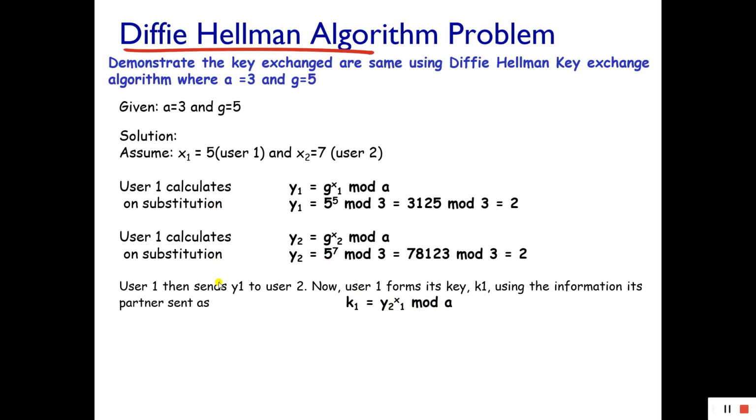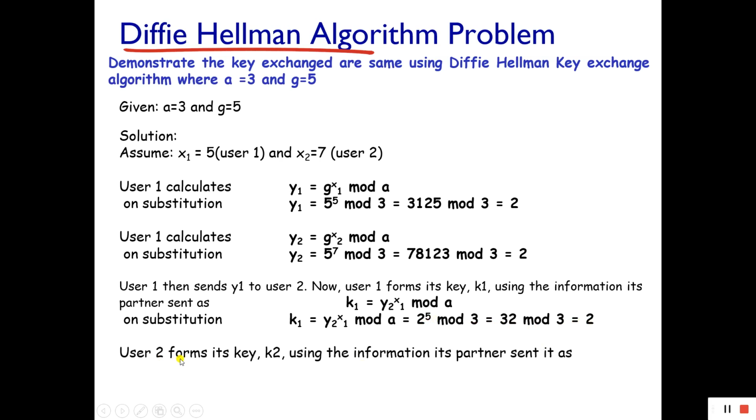X1 is coming from the same user. So when you substitute, k1 is equal to y2 raised to x1 mod a. What is the value of y2? Y2 is 2. X1 is 5. Mod a is 3. So when you do 2 raised to 5, you get 32. 32 mod 3 will be 2. Correct?